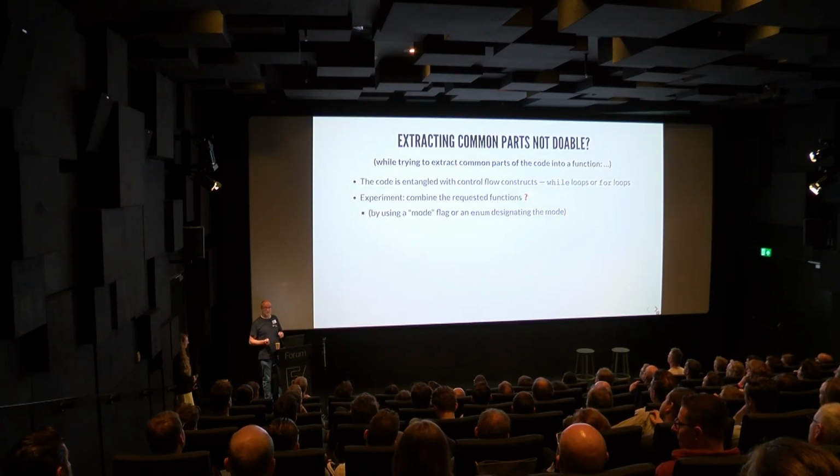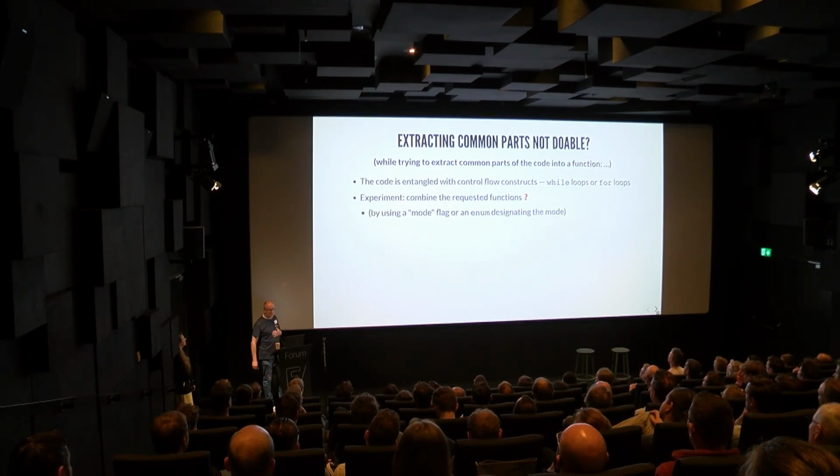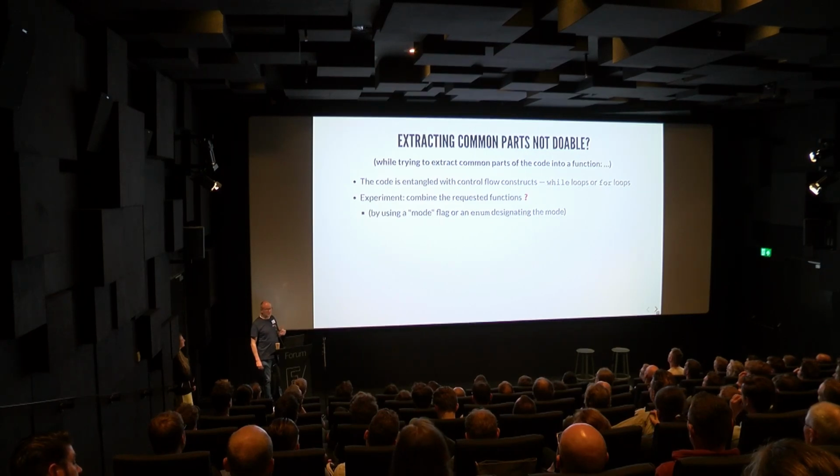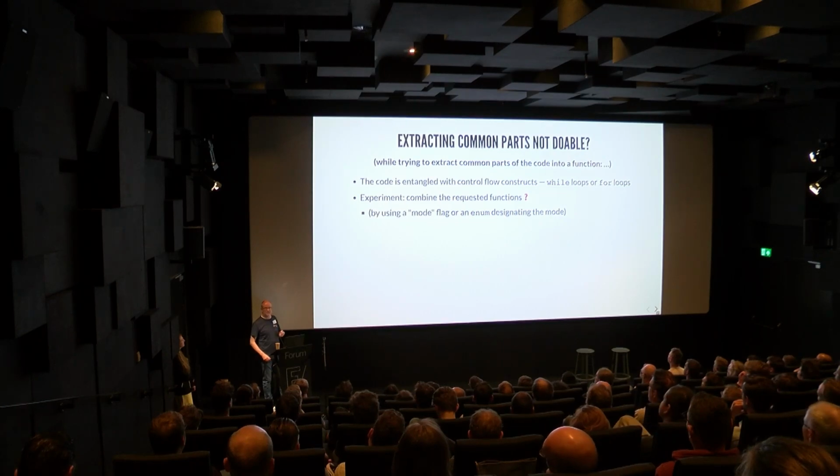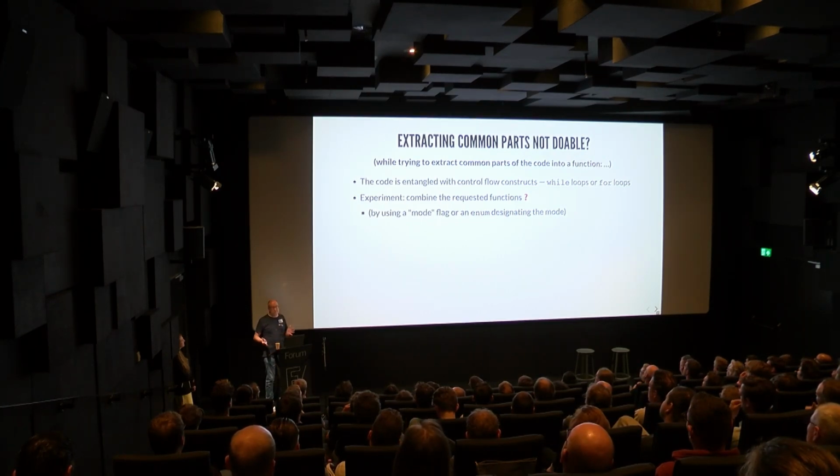It seems impossible to factor out the common parts in this scenario in two separate distinct functions. The code is mixed up with control flow constructs, and that makes it impossible, especially the loop constructs, to extract the common part of the code that you want to extract. So you're stuck. You don't know what to do.